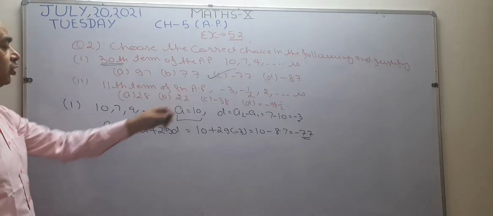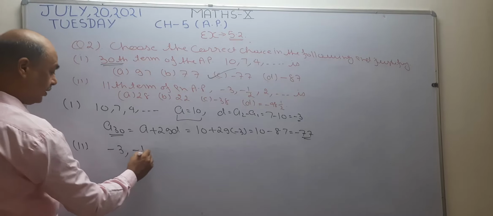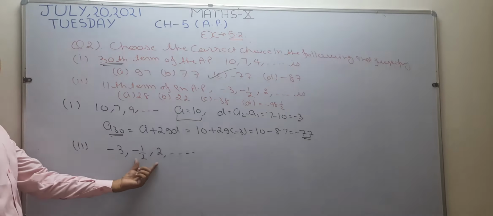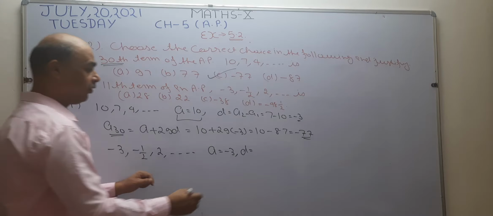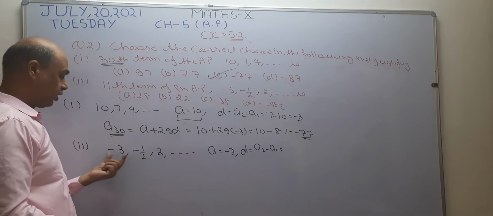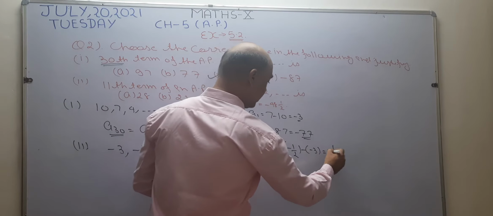Okay. Now I will solve its second part. In the second part, AP is given: minus 3, minus 1 by 2 and 2. Now I want to find the value of A and D from the given AP. Value of A means first term of AP. First term of AP is minus 3. So I write here minus 3. After that I want to check the value of common difference. How do we find the common difference? Formula is A2 minus A1. From the second term of AP, I want to subtract the first term. So what is the second term? Minus 1 by 2. Minus sign is there. After that, first term. First term is minus 3. Right here minus 3.